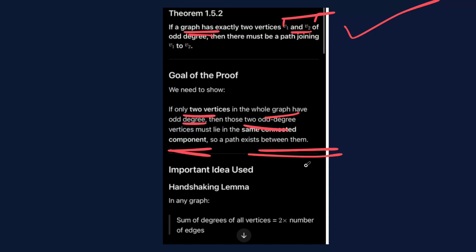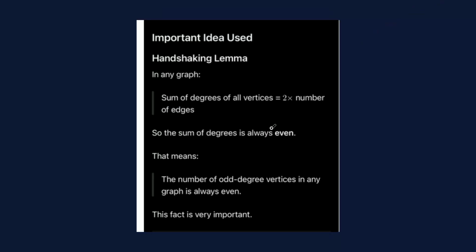So we know from the first theorem that we have learned, known as the handshaking lemma, in the previous video, the proof was that the sum of degrees of all vertices is 2 times the number of edges. This was our proof that we have proved. So the sum of degrees is always even.